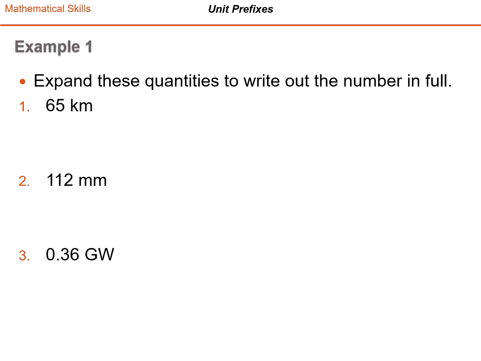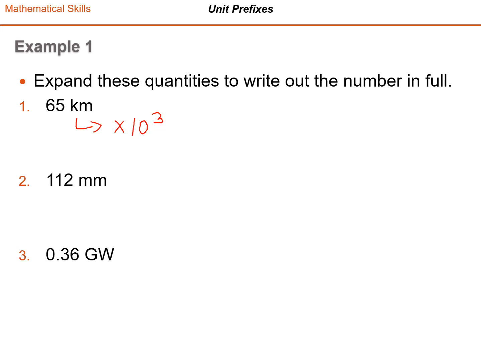So here we've got 3 examples where we are going to try and write the number out in full given these abbreviations. So I'll do the first couple, and then what you can do is have a go at doing the third one yourself, and then I'll show my worked example. So here we've got 65 kilometers. What we need to do is recognize that the K means times 10 to the power of 3. That's what we can see on that table.